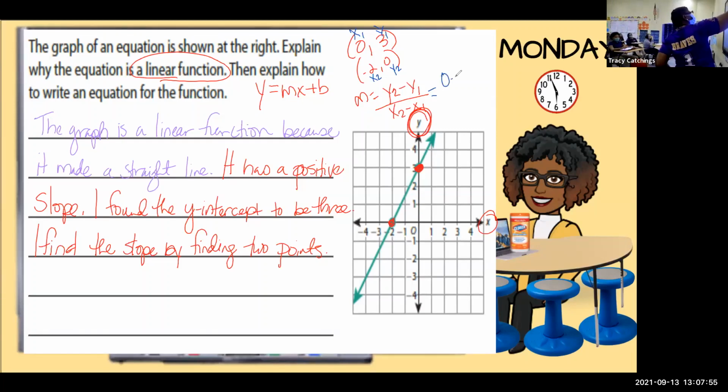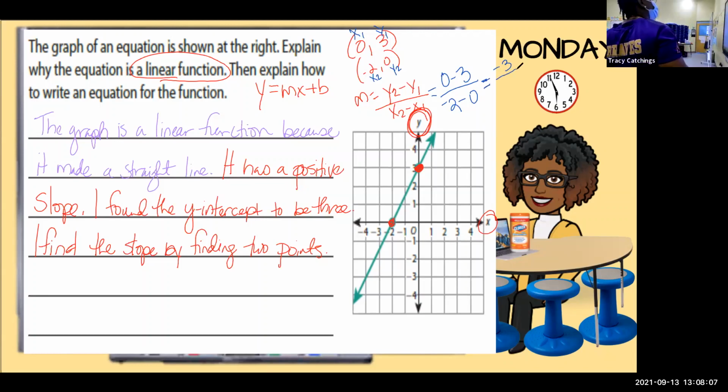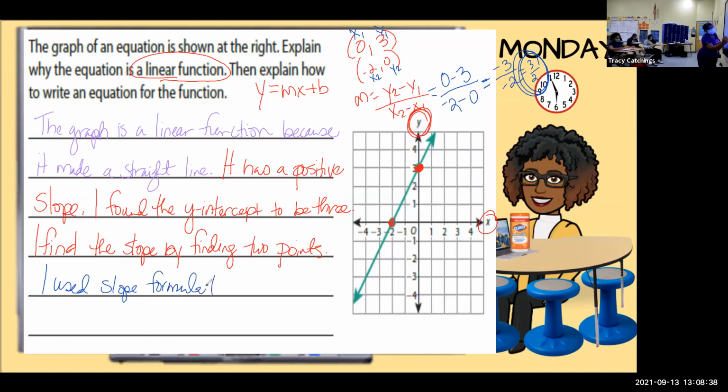0 minus 3. And then the X, -2. Good job. 0 minus 3, and -2 minus 0. -2 minus 0. Did I go anywhere? 0. Oh. I'm still at -2. Good job. Negative and negative makes it a positive. So there'll be a positive 3/2. So I find the slope, I find the 2 points. I use slope formula to get 3/2.